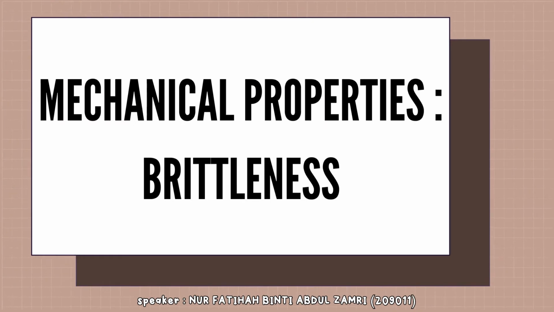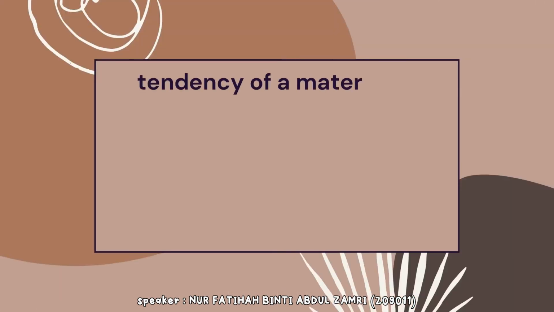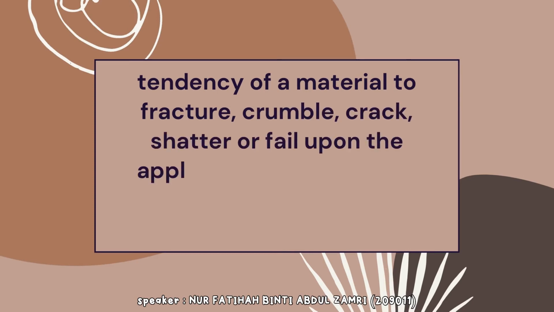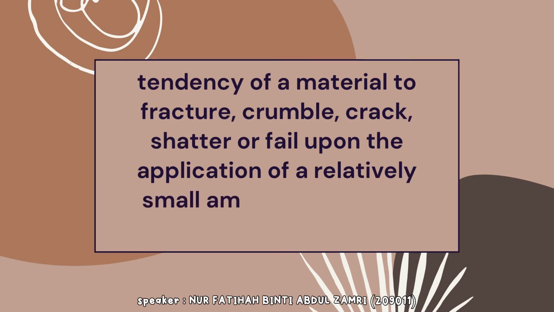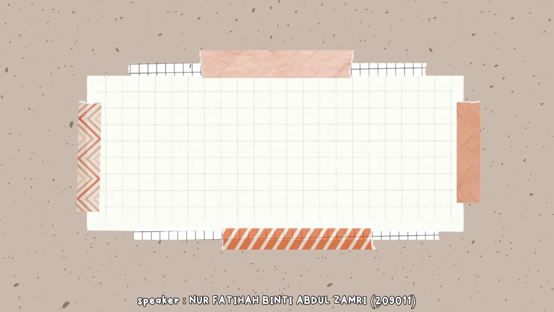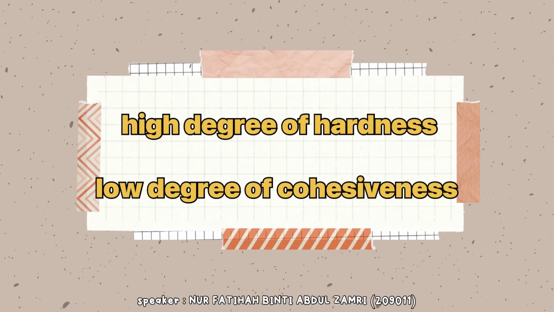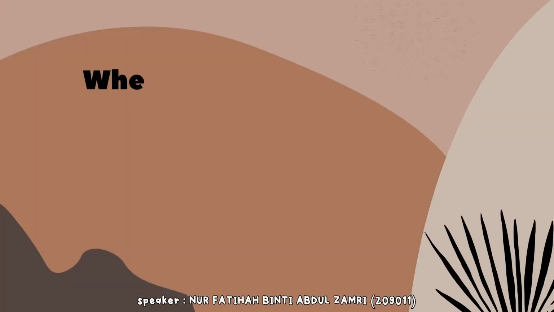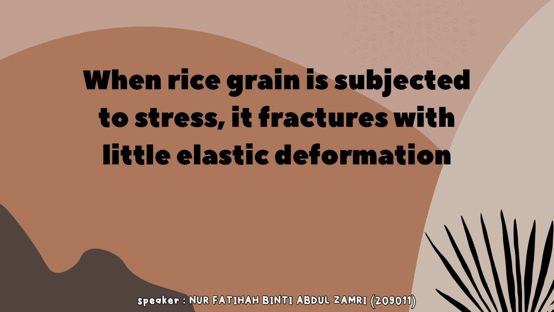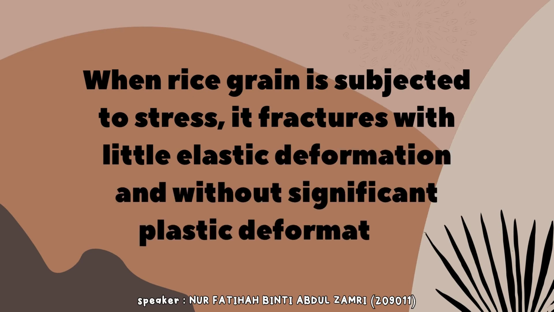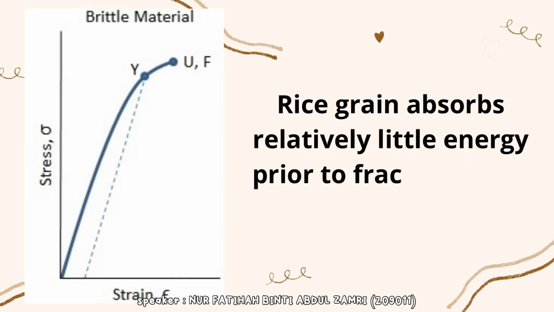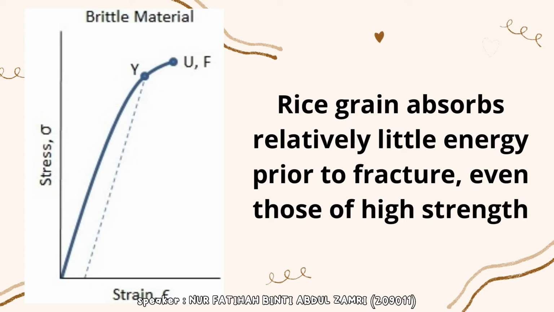Next is brittleness. Brittleness is a tendency of a material to fracture, crumble, crack, shatter, or fail upon the application of a relatively small amount of force or impact. It is usually displayed by a product of high degree of hardness and low degree of cohesiveness. When rice grain is subjected to stress, it fractures with little elastic deformation and without significant plastic deformation. Rice grain absorbs relatively little energy prior to fracture, even those of high strength.